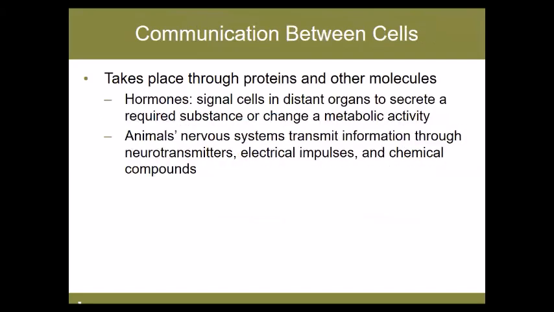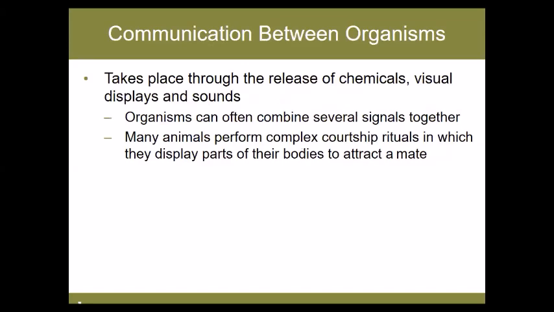There's a little section here talking about communication between cells, which I briefly mentioned before. That's through chemicals or electrical signals. Here you have hormones, which are chemical messengers that allow cells to communicate within the body. Your nervous system is basically electrical signals that transmit information either through chemicals called neurotransmitters or through electrical signals. And of course, outside of the organism, communication between organisms can take place through chemicals, visual displays, and sounds. This is how different organisms communicate with each other.